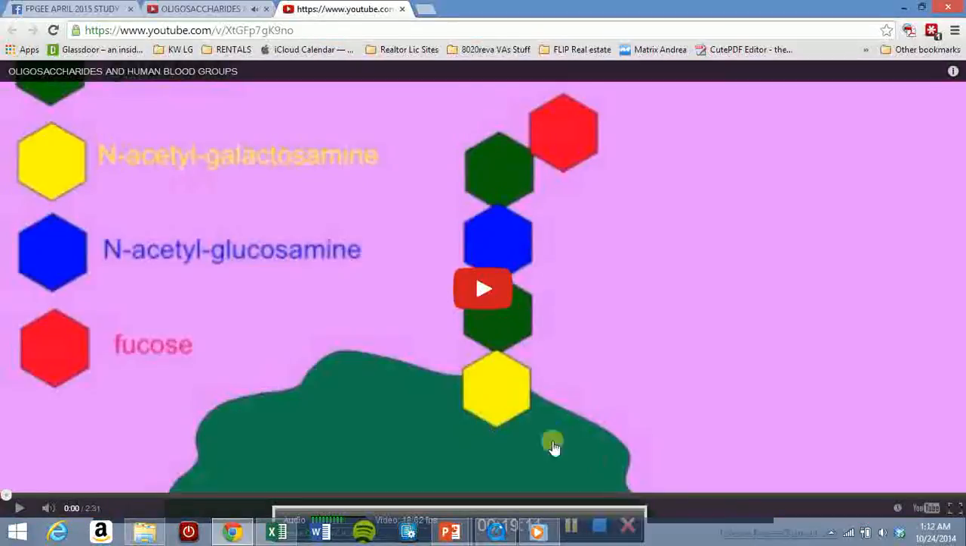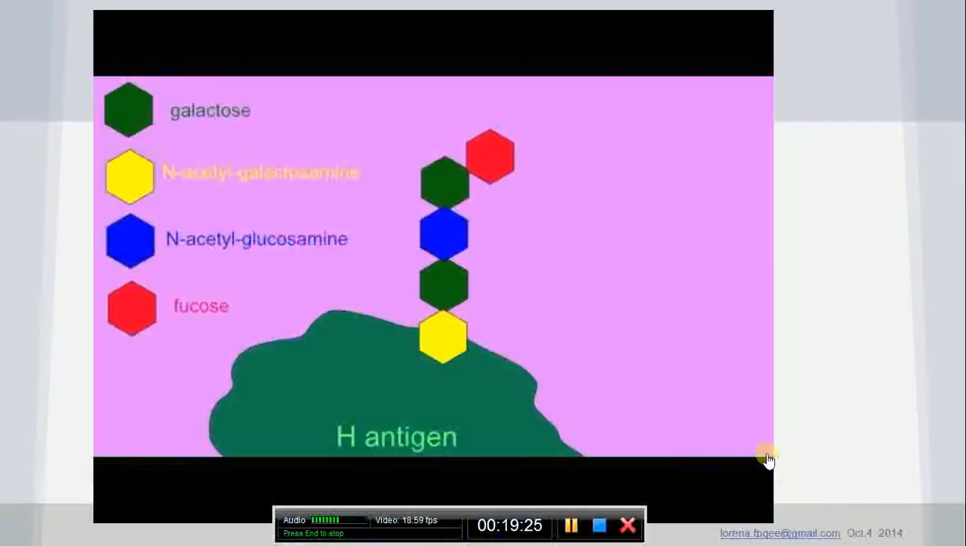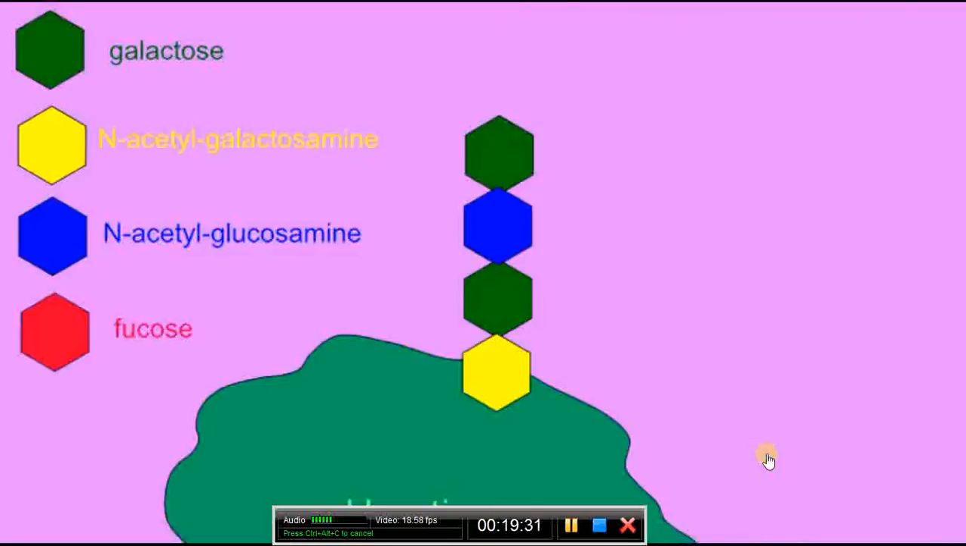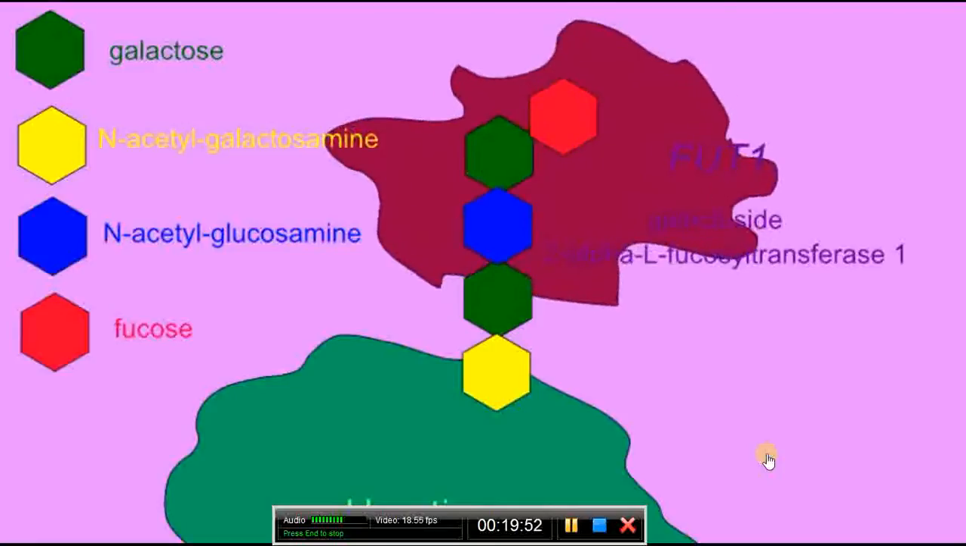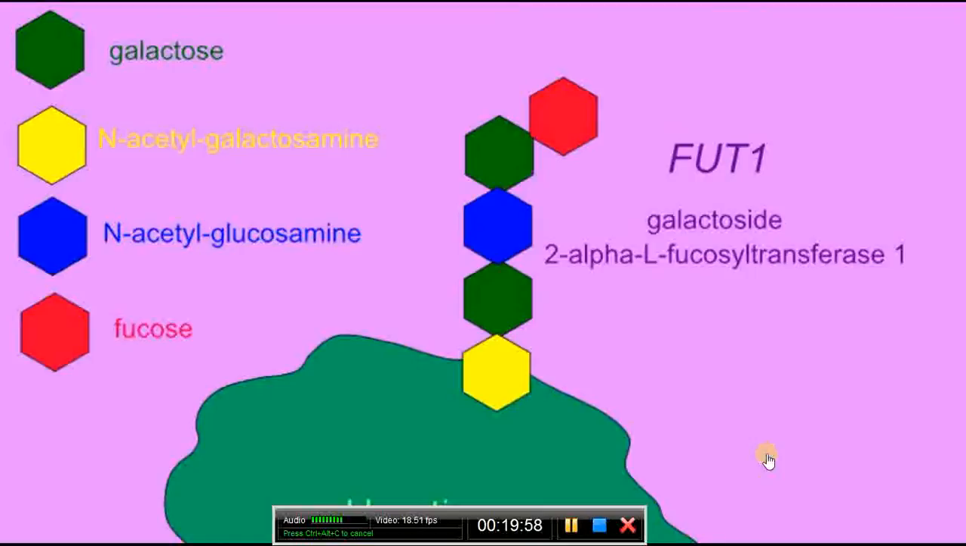Most proteins and many lipids of the cell membrane are actually glycoproteins and glycolipids to which short oligosaccharide chains can be added. For example, there is an oligosaccharide chain which determines blood type, which can be added to proteins and even some lipids of red blood cell membranes. In this chain, the first sugar added to, say, the protein is N-acetylgalactosamine. The second is galactose. The third is N-acetylglucosamine. The fourth is galactose. And the fifth, known as fucose, is added by the enzyme FUT1, or galactoside 2-alpha-L-fucosyltransferase.